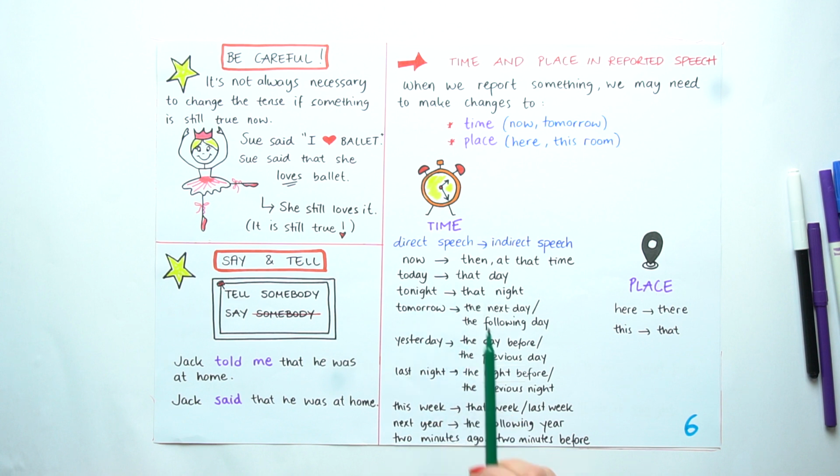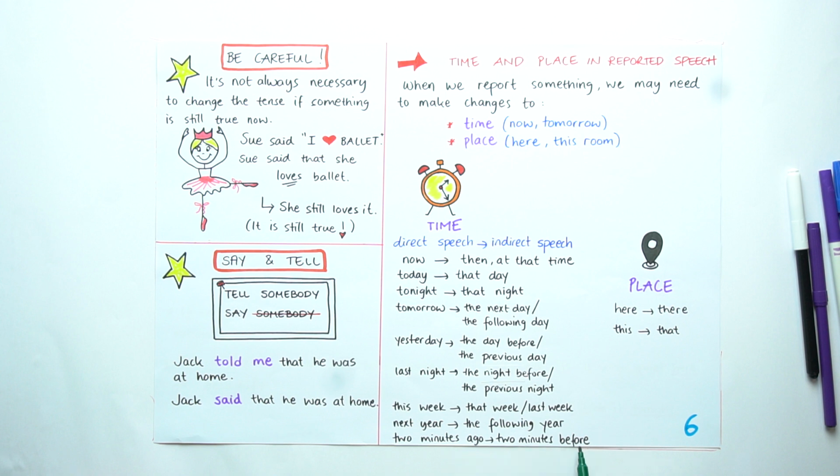Today becomes that day. Tonight becomes that night. Tomorrow becomes the next day or the following day. That means you can use either of them. They are the same. Yesterday becomes the day before or the previous day. Last night becomes the night before or the previous night. As I said before, you can use either of them, no problem. They are the same. This week becomes that week or last week. Next year becomes the following year. 2 minutes ago becomes 2 minutes before.